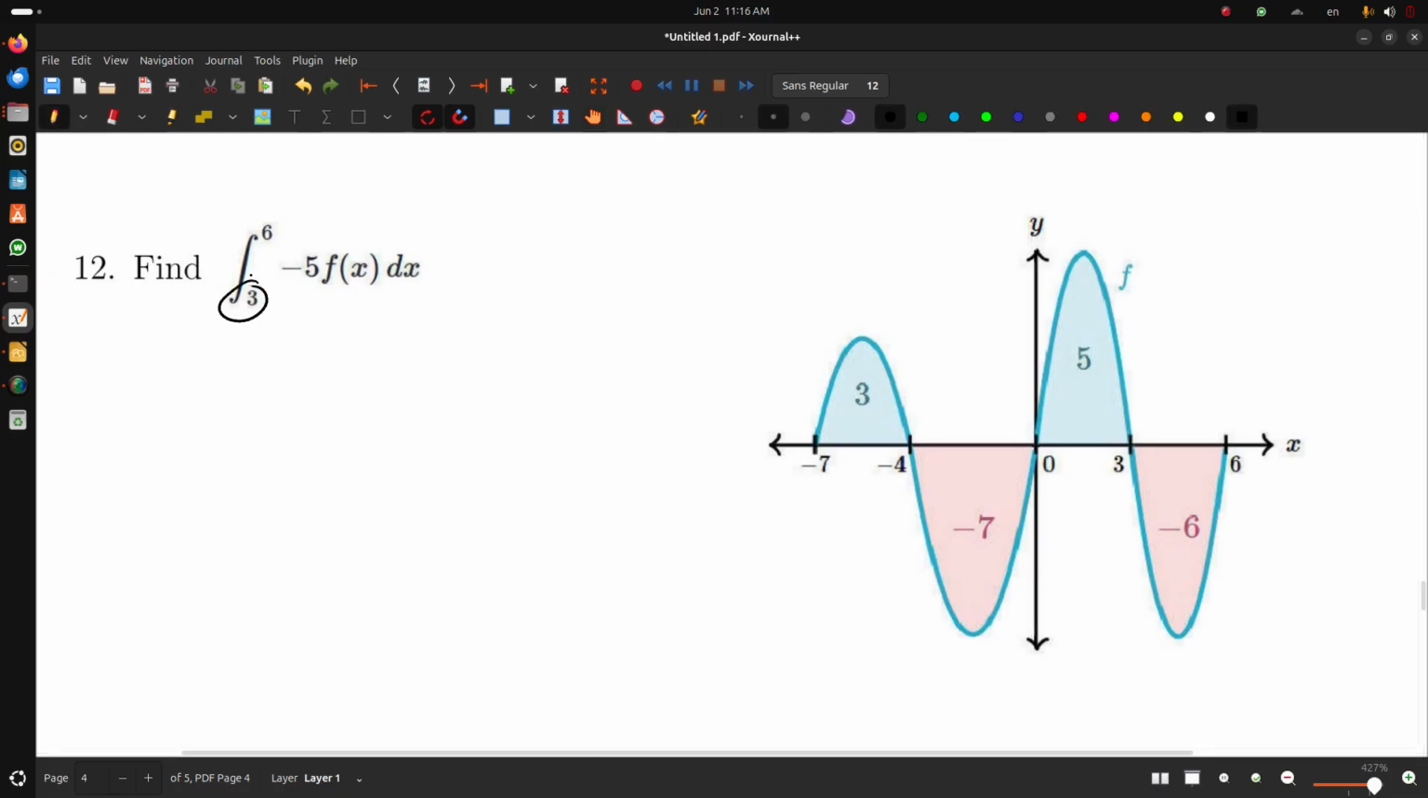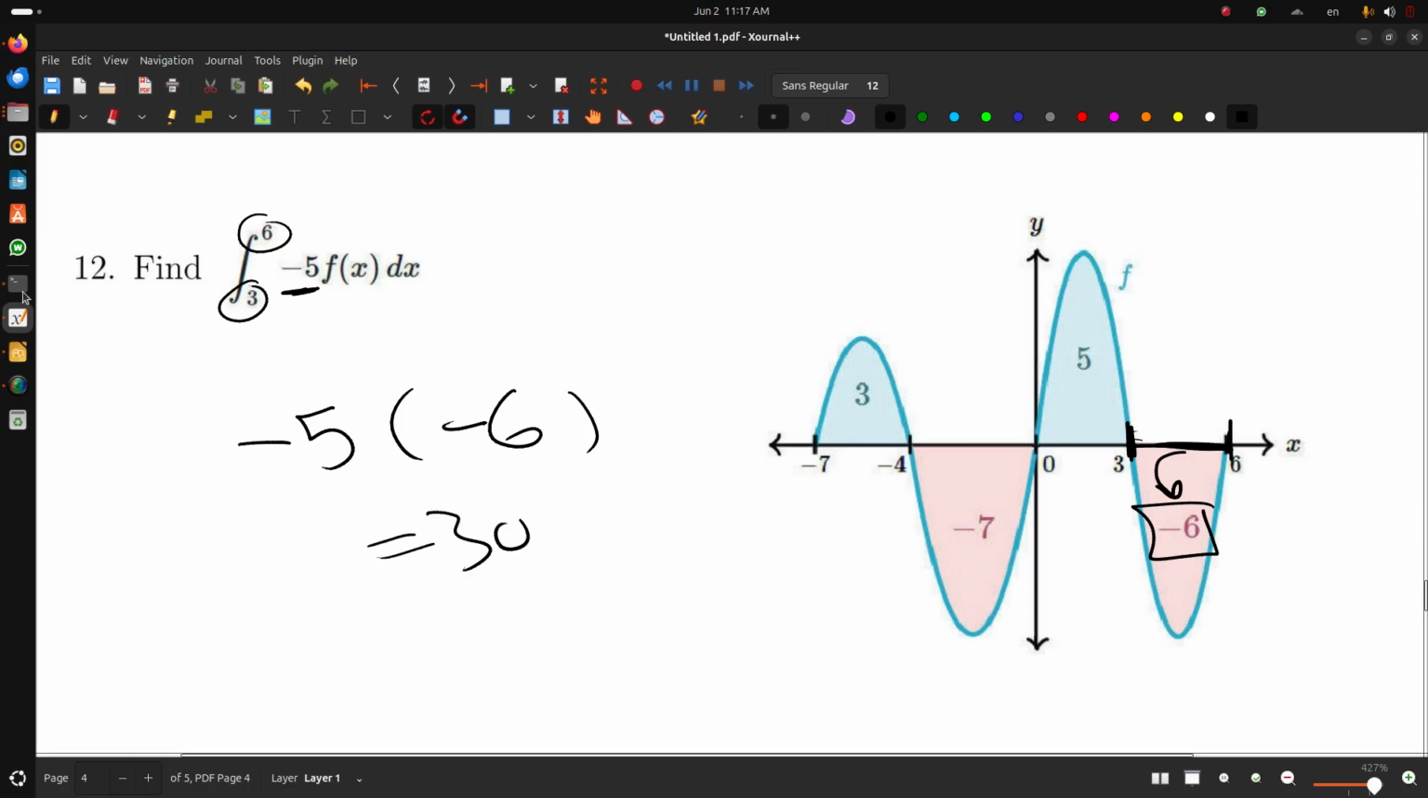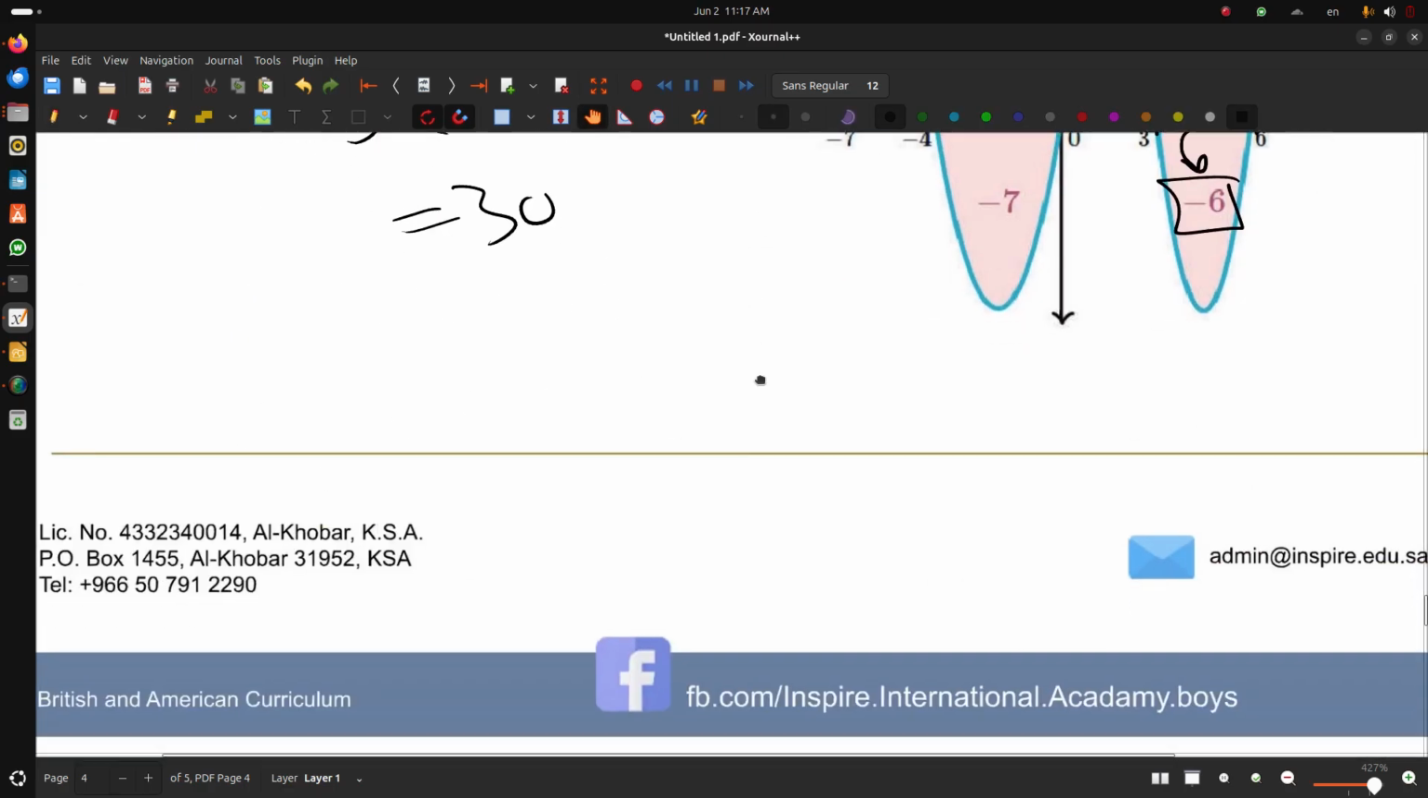Do the same. Locate the areas from 0 to 6. Okay, from 3 to 6. This one, okay, it's below the x-axis, so it will be negative 6, and actually he made it easier for you with the sign here. He is telling you it's negative 6. Okay, but here you have negative 5, so it's like negative 5 multiplied by the result, which is negative 6, so the answer will be 30. Okay, next.